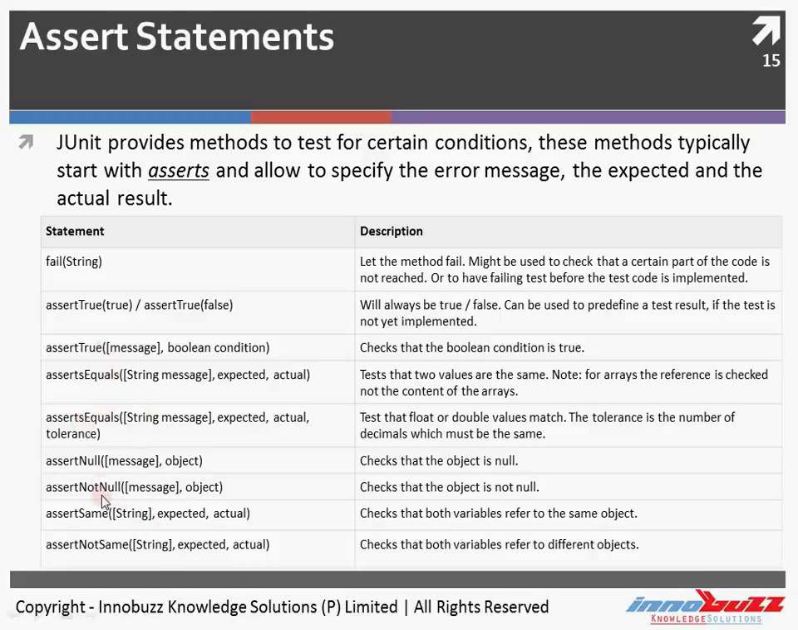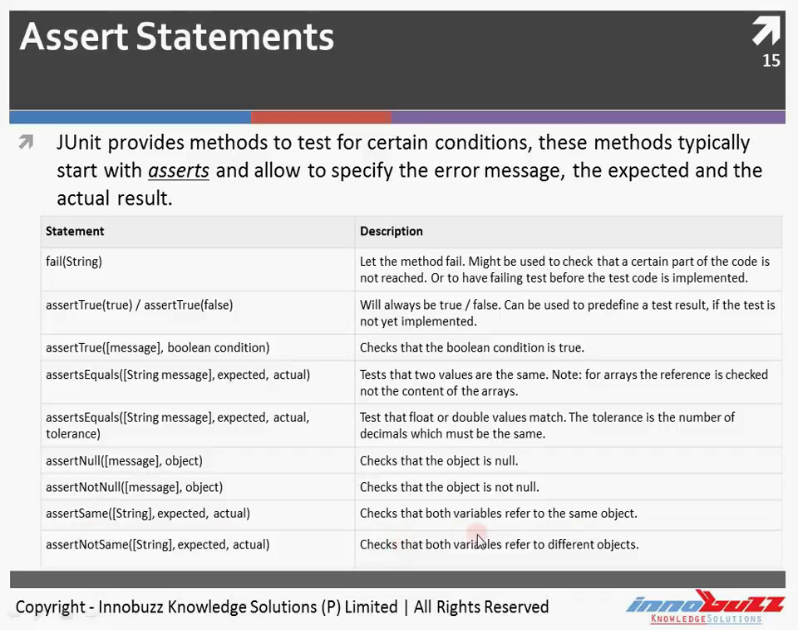You can use all these assert statements. Assert null checks if the object is null, and assert not null checks the object is not null. Assert same says if both the variables refer to the same object. It means if the variables are referring to the same object, we can use assert same, and that time we have to use this assert same.